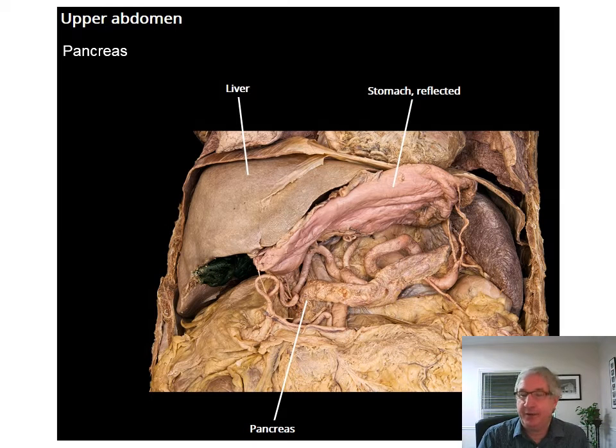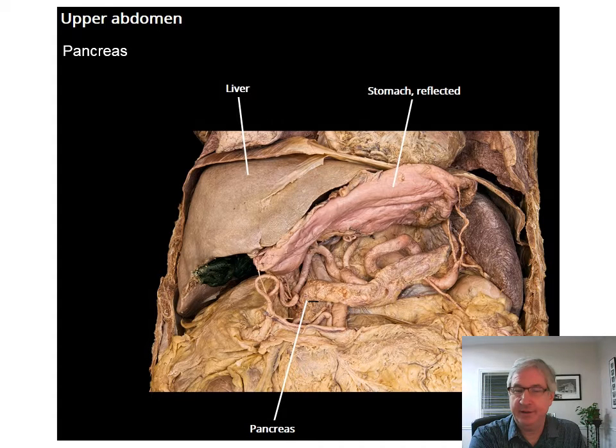Okay, now we're going to talk about the pancreas. So we've done the adrenal glands, the pituitary, the thyroid, the thymus, and now we're here at the pancreas. So this is the pancreas down here. You can see it.